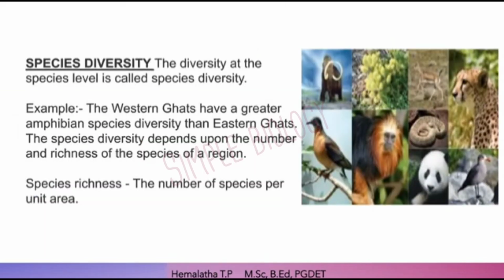Next, let us see about species diversity. The diversity at the species level is called species diversity. Already I have told you what a species is. The organisms which can interbreed among themselves are called a species. And here we can see a picture of many different species.